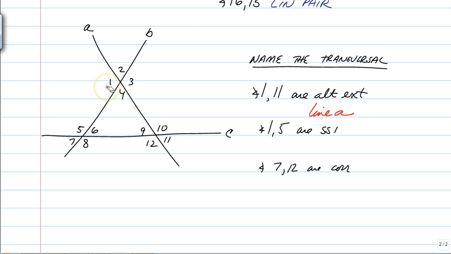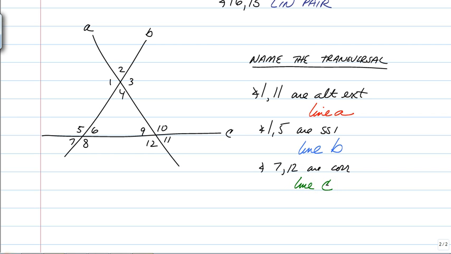And then you go to the next one, angle 1 and 5. So we have angle 1 and angle 5. They are same side interior, but they are both on line B. And then your last one, 7 and 12, you can just look really quick and you see that they are corresponding angles that are both on line C.